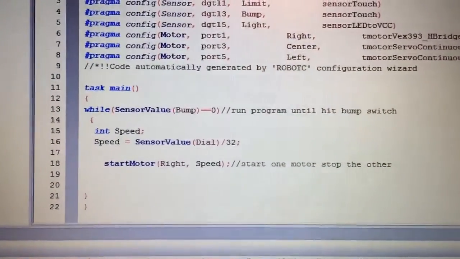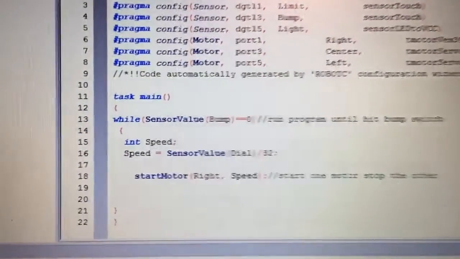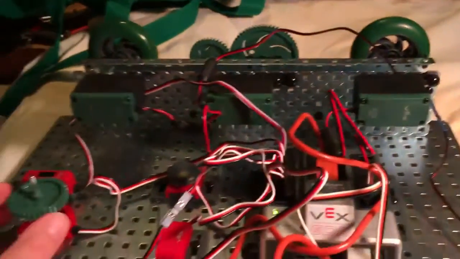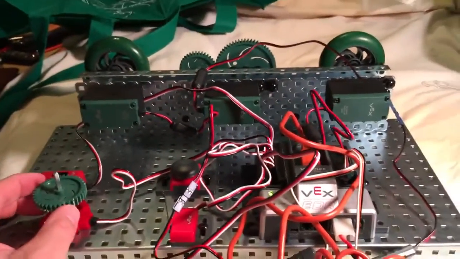Oh, and we're not stopping one another. I forgot to change that comment. So the program is actually running. I got my potentiometer all the way to the right.